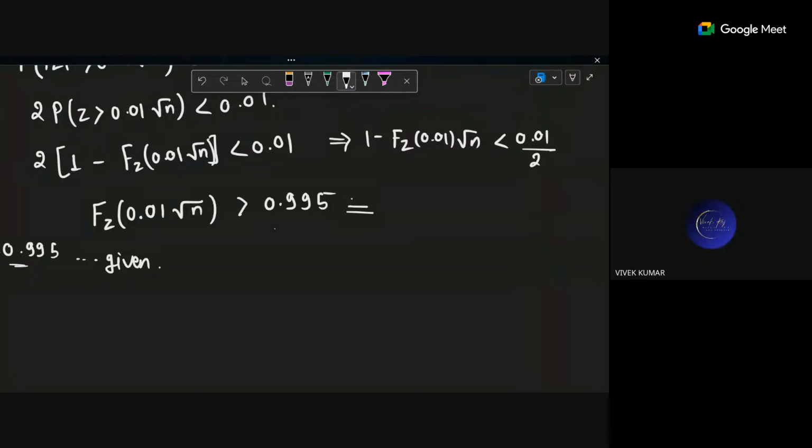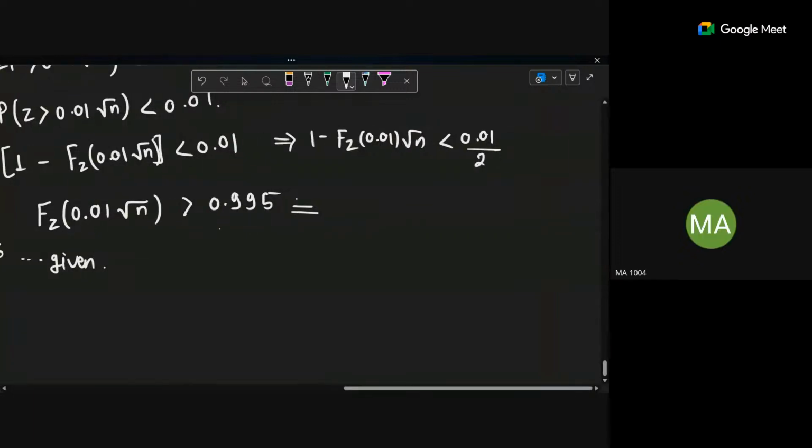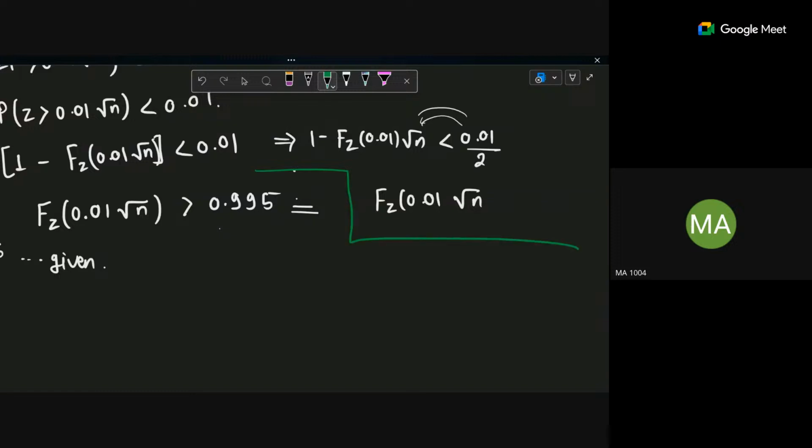Subtracted or add, ma'am? What should we do? We subtracted it. What will I do? Fz of, this will be a larger term. Fz of 0.01 square root n. I just shift these both terms here. Yes, ma'am. Okay, fine. So that was all about that.